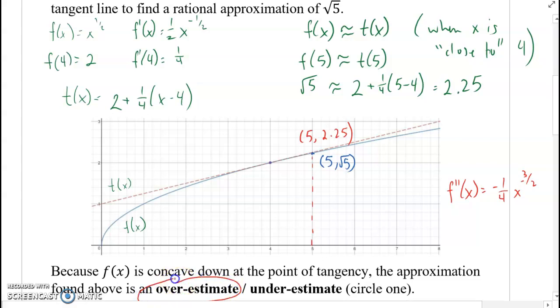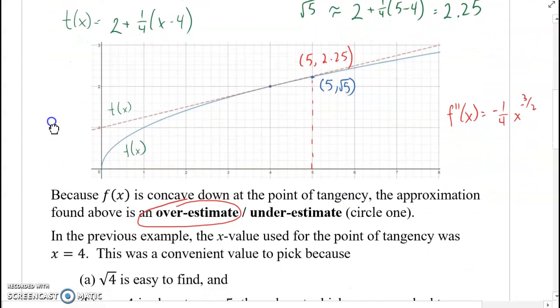And you probably found in your calculator that the square root of 5 was about 2.236 compared to 2.25. 2.236 is awfully close to 2.25, but 2.25 is an overestimate. So that's how we can quickly use the concavity of the graph to determine whether our estimation is too big or too small.